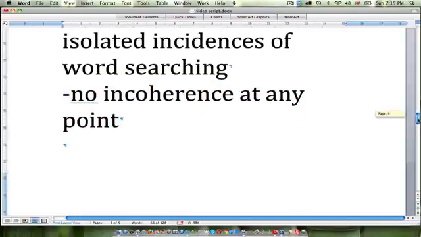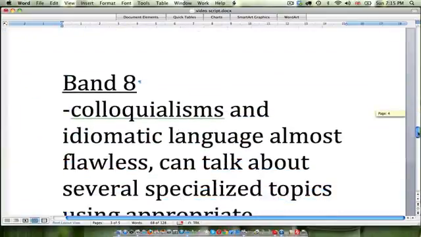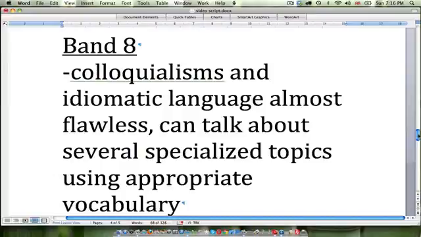Now, when we get to the Band 8 level, we start to see a much higher polishing of the skills. So colloquialisms and idiomatic language are almost flawless. The student will be able to talk about several specialized topics using appropriate vocabulary. So for example, perhaps medical topics, medical procedures, science-related topics, perhaps key language related to education. So just more specialized topics, and it will be clear to the examiner that the student is able to use appropriate vocabulary for these sections.